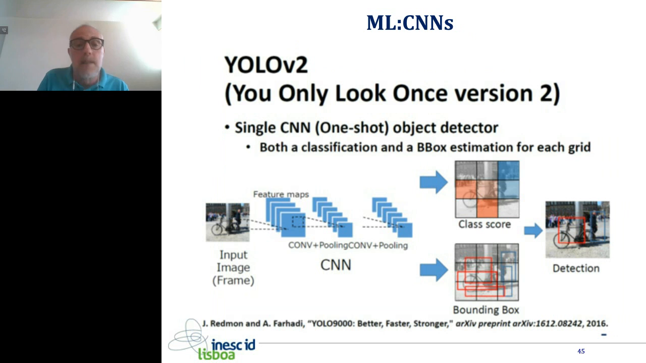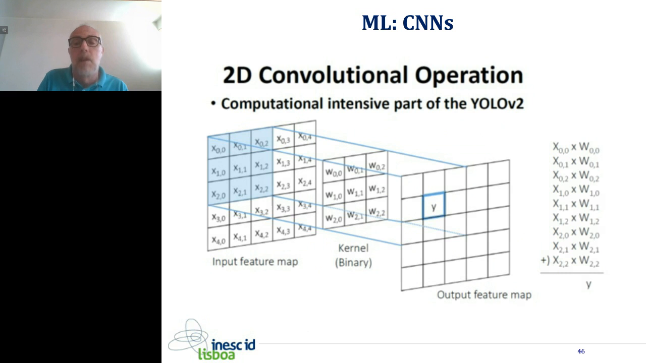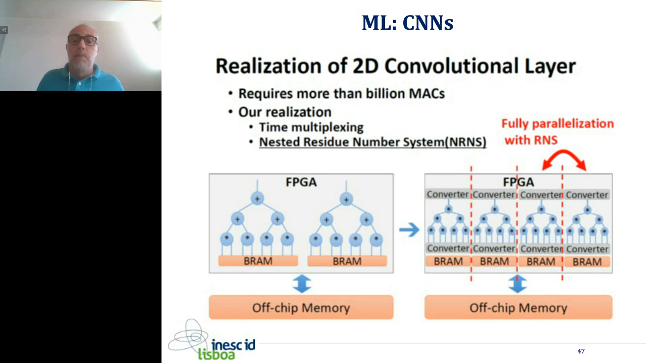The other example is convolutional neural networks, in this case YOLO version 2, where we have all these convolution and also pooling and fully connected layers that you have in CNNs. So if you go to this 2D convolutional operation, it is quite straightforward to apply residue number systems. In this case, it's not our group that did it, but they did full parallelization in FPGA using residue number systems and went a step forward.